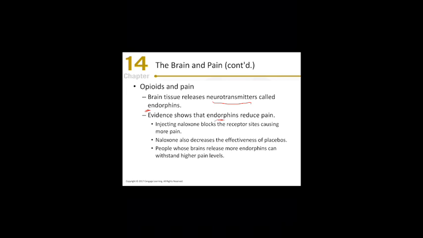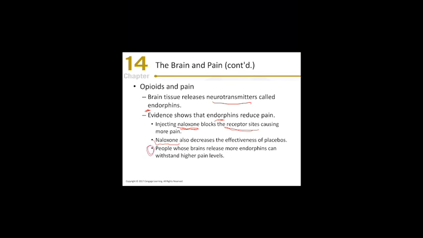We also know that naloxone, which is a drug, can be used to block the receptor sites for endorphins. When it blocks those receptor sites, the person is going to experience more pain. Naloxone also reduces the effectiveness of placebos, which means that for placebos to be effective, it must have something to do with our endorphin release.